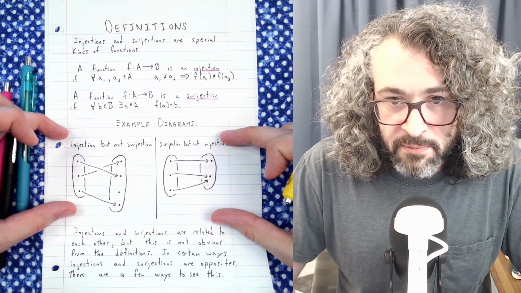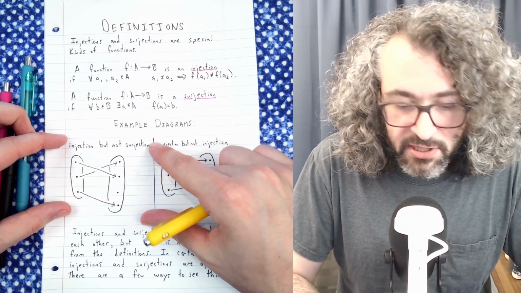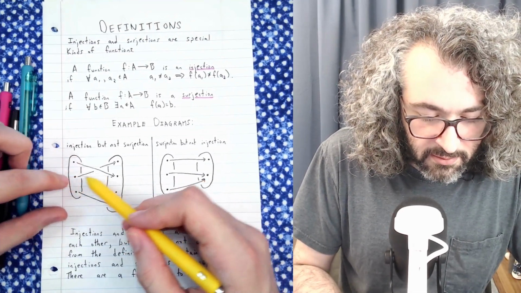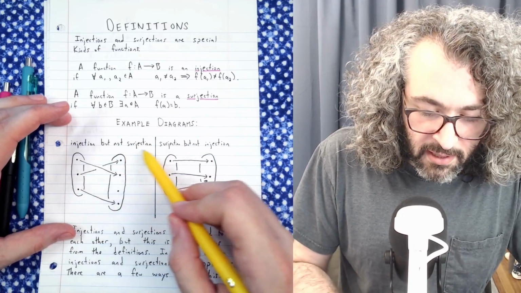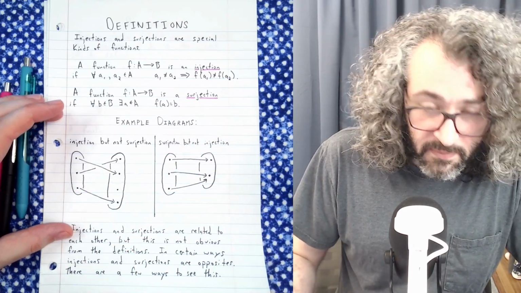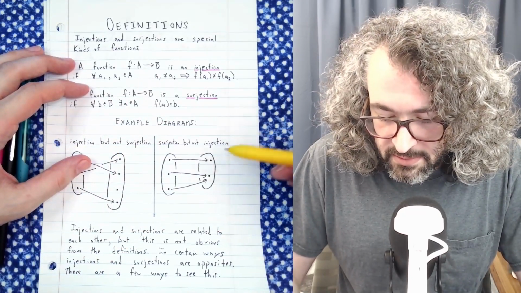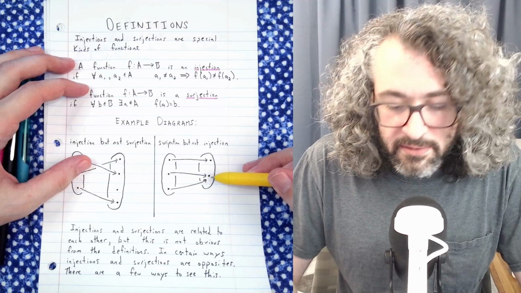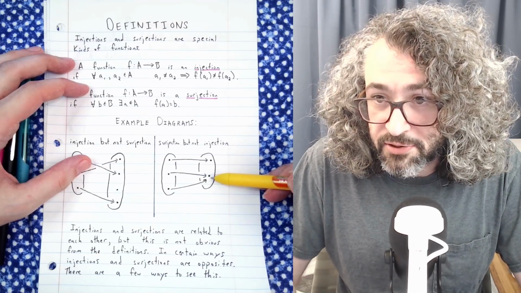And here are a couple example diagrams for how these functions might look. On the left, this is an injection that's not a surjection. You can tell it's an injection because if you take 2 different elements in the domain and follow their arrows, they go to 2 different elements in the codomain. And it's not a surjection because this element does not come from any element in the domain. On the right, this is a surjection but not an injection. You can see it's a surjection because every element in the codomain has some arrow pointing to it, and it's not an injection because there are 2 different elements in the domain that get sent to the same element in the codomain.